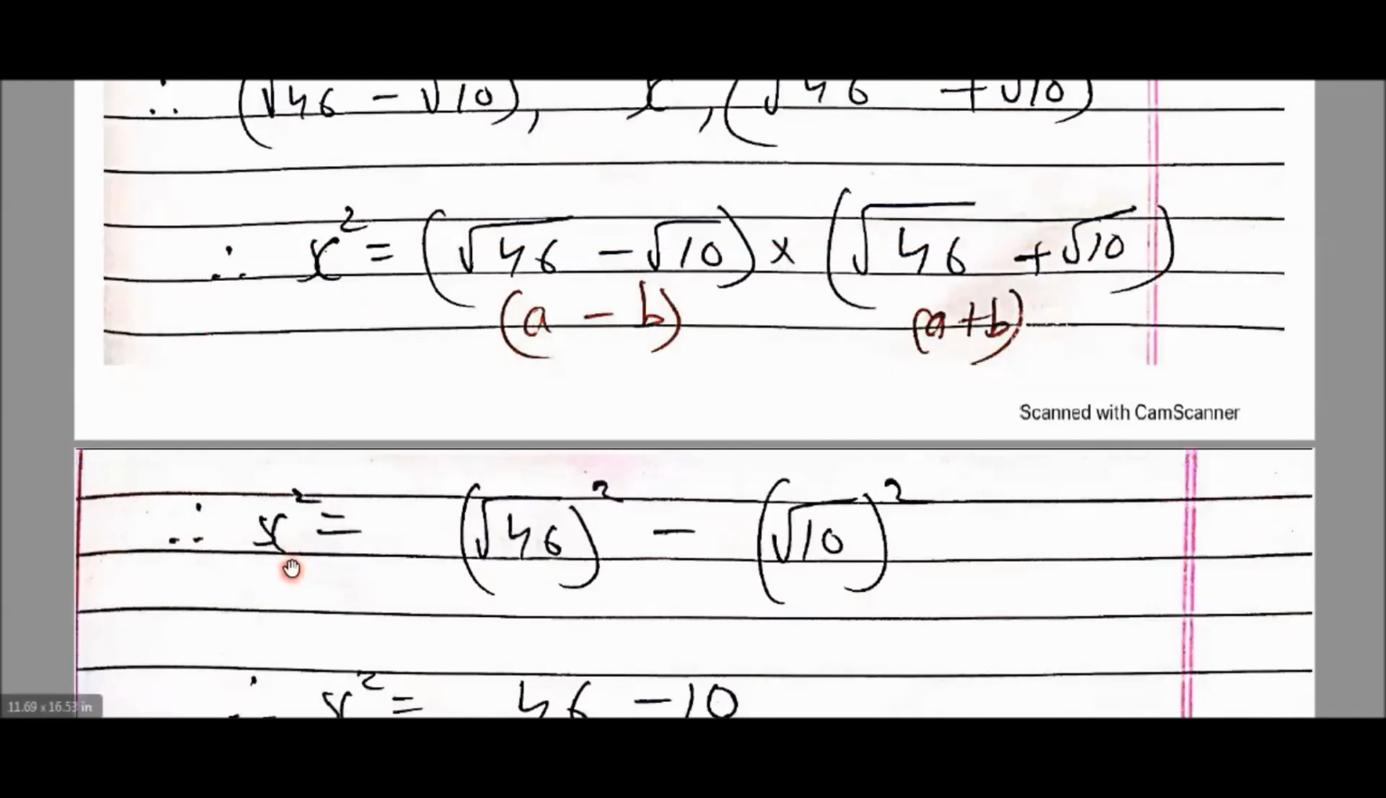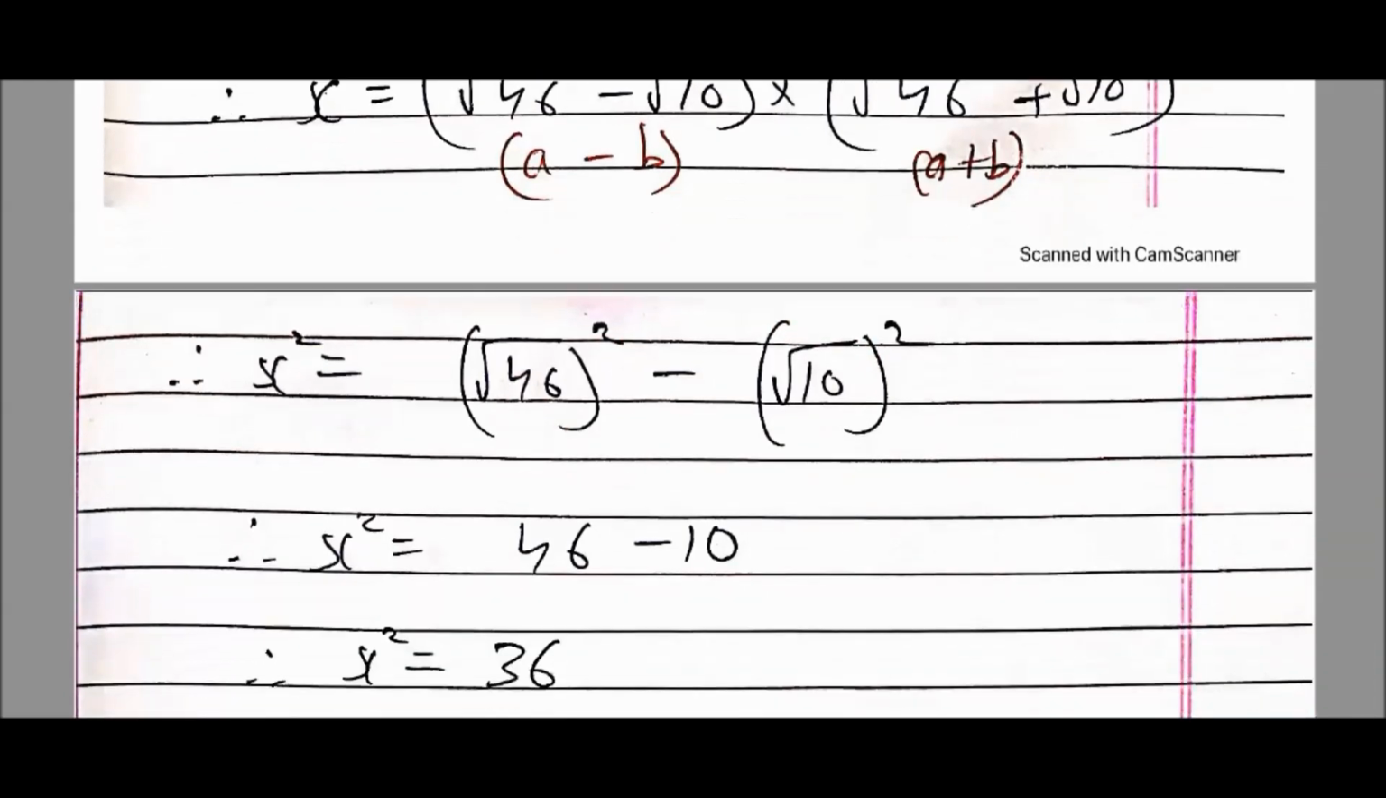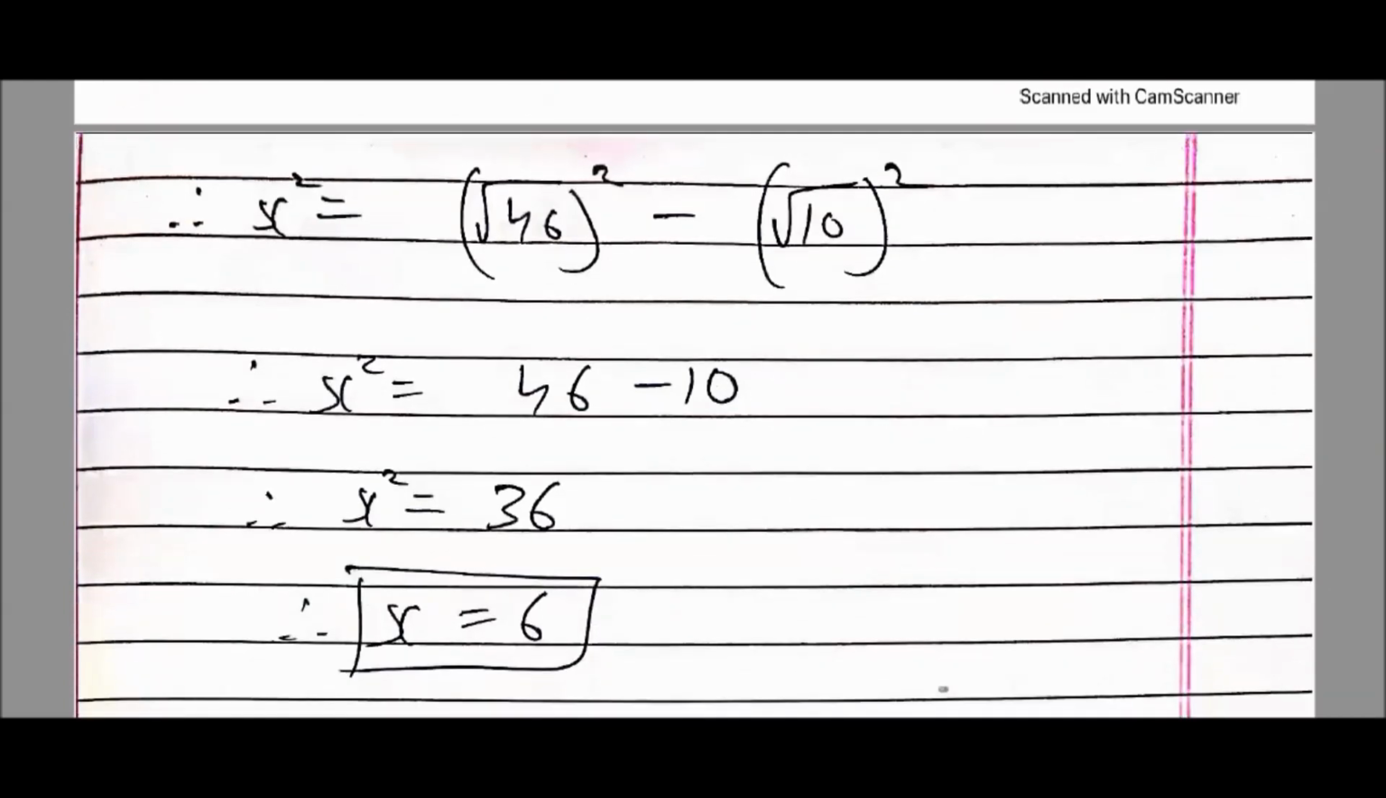X square as it is x square. A square. A was root 46. So root 46 का square. Formula में बीच में minus आता है. A square minus b square. B is root 10. So root 10 का square. As we know, root and square gets cancelled. So we are left with x square is equal to 46 minus 10, which is 36. And square of this side when comes on this side becomes square root. So x is equal to 6.